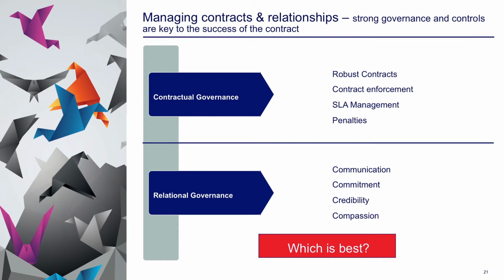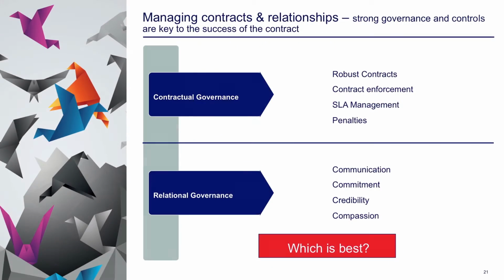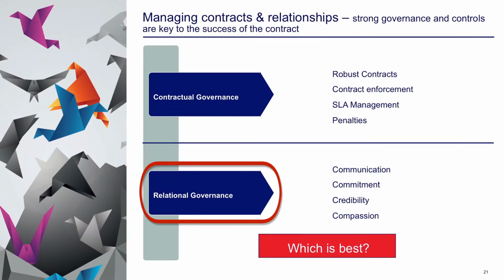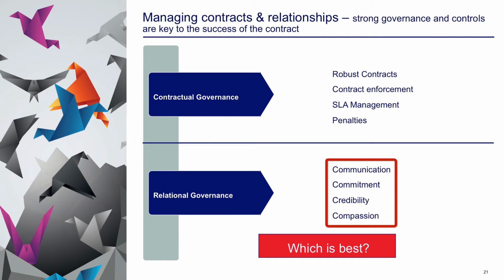So managing contracts and relationships, governance, I've touched on governance and controls a couple of times, and it's really important once that contract is landed and you've started to work with your new supplier, that you get the governance and the controls right. It can take a couple of forms. It can be a very contractual governance model, and that's very much around robust controls, contract enforcement, SLA management and penalties. Or the other way is to be a little bit more collaborative, and that's a relational governance model. And this is around communication, commitment, credibility and compassion.